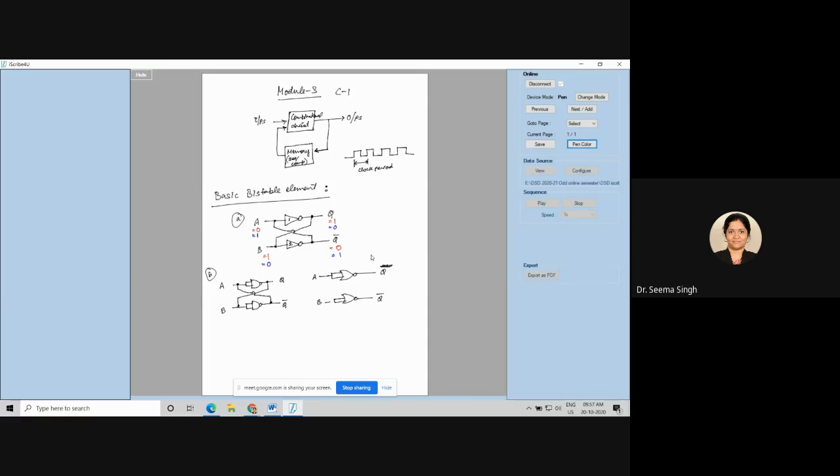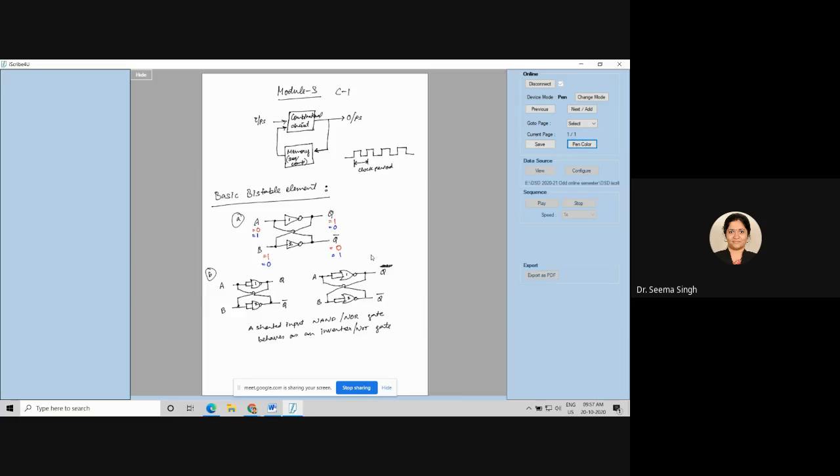Why is this true? Because a shorted input NAND or NOR gate behaves as an inverter circuit, inverter or NOT gate. That is the reason that I can use this circuit also as a basic bistable element. So now you got to know three types of basic bistable element. One using a NOT gate, second one using a NAND gate, and third one using a NOR gate.